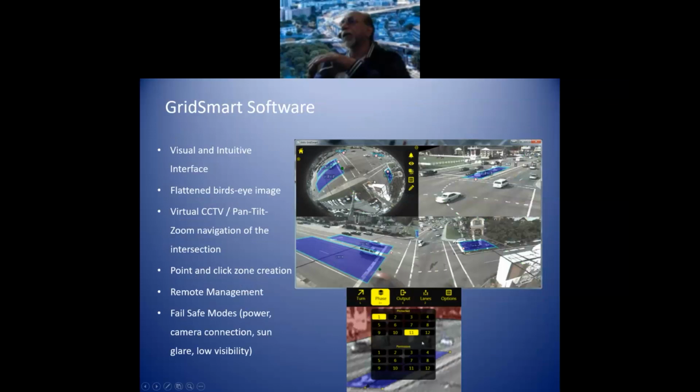So the 3D, the 360 diagram looks like a globe like this. This is the flattened bird's eye view. And then using virtual CCTV or pan tilt and navigation, you can make it into quadrants for each approach. And then you can actually point and click and create. These blue zones are the detection zones, which will detect the presence of the vehicle as the vehicle goes through that. These are all IT enabled systems, IoT, so it can be managed remotely.